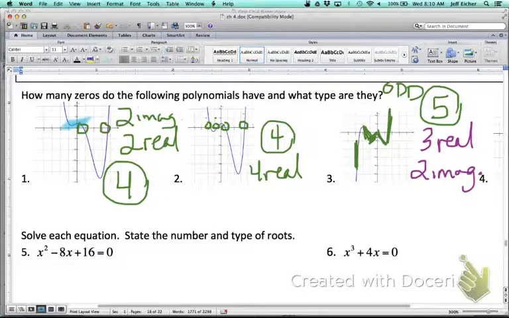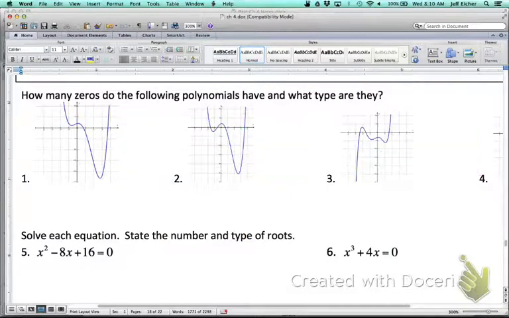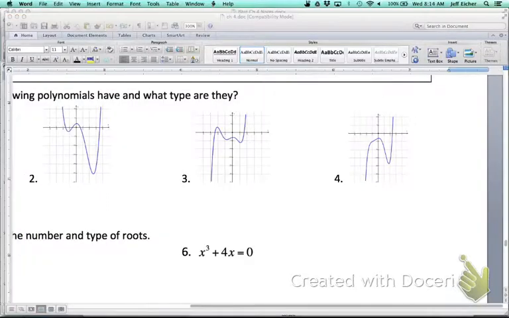So how about you pause this video and see if you can do number 4. Just work with your neighbor on number 4. Which looks like this. On number 4, we can see we have these going in opposite directions, so it's going to be an odd number of complex roots, complex being real and imaginary.